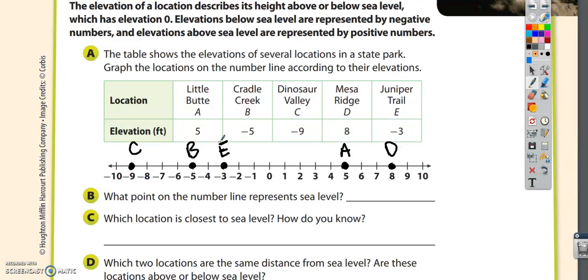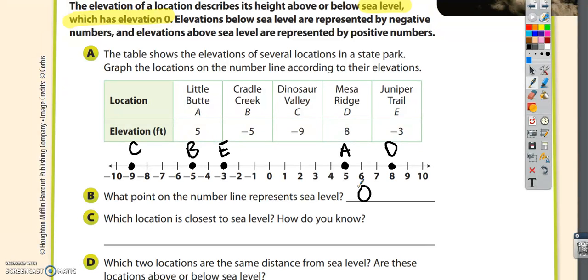Question B says, what point in the number line represents sea level? Some kids think that your only choices are A, B, C, D, and E. But really, this is not asking about that. This is asking about what was in the text at the beginning. It's right here. The elevation of a location describes its height above or below sea level, which has elevation 0. That's the answer to this question right here. What point on the number line represents sea level? It's 0.